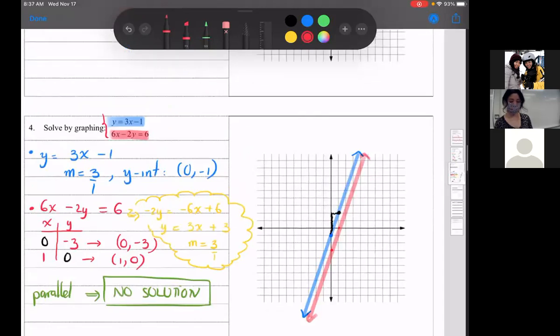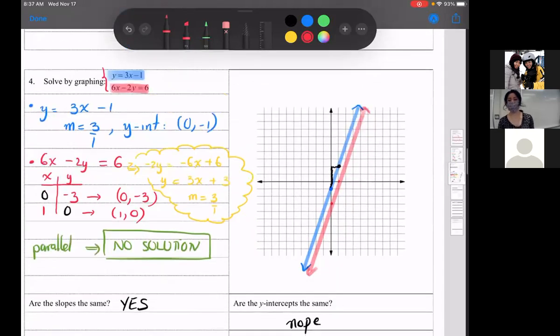Does anyone have a question about number 4 before I move on? My people from home, do you guys have any questions for number 4? Zoomer? No. Thank you, Madison. What about the rest?